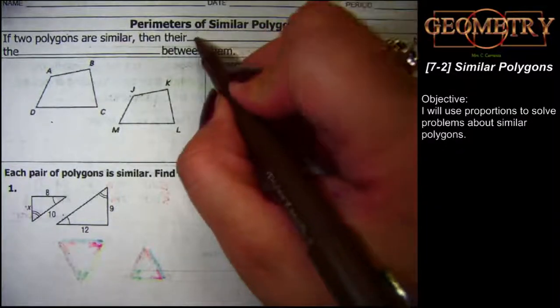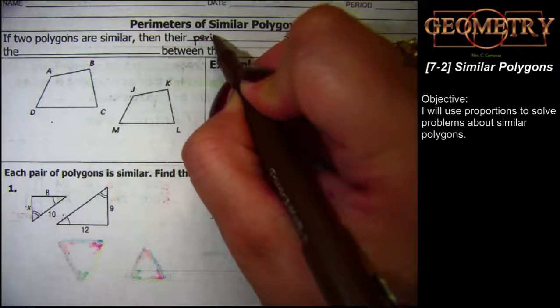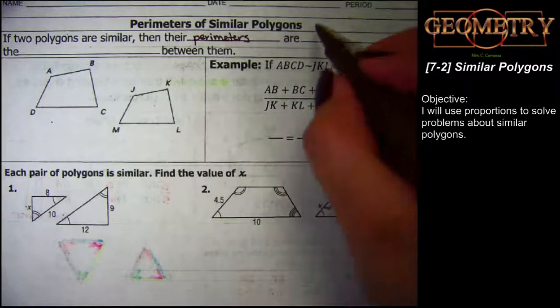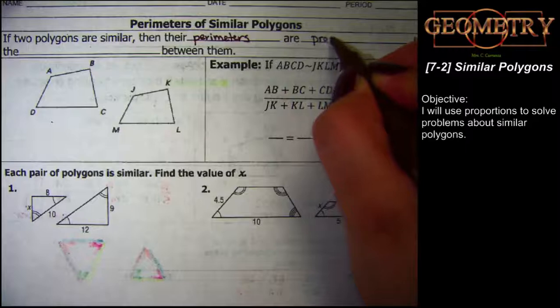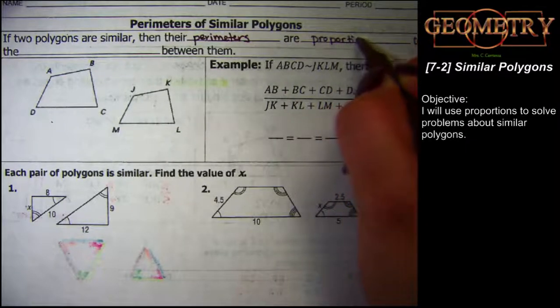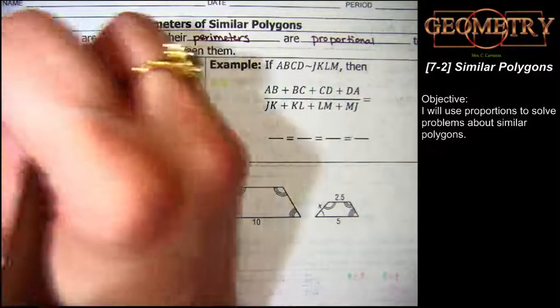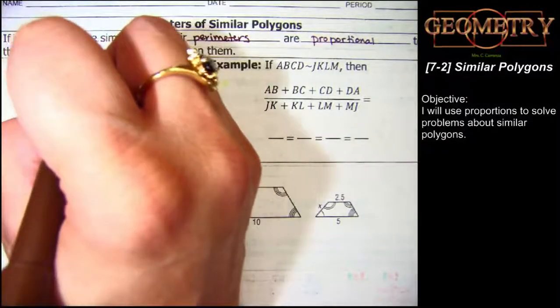If 2 polygons are similar, their perimeters, that is, whatever you get when you add up all the sides, that perimeter is going to be proportional to the scale factor between these 2 polygons.